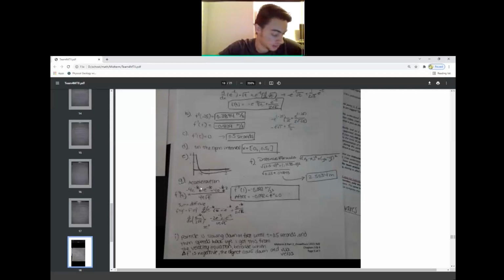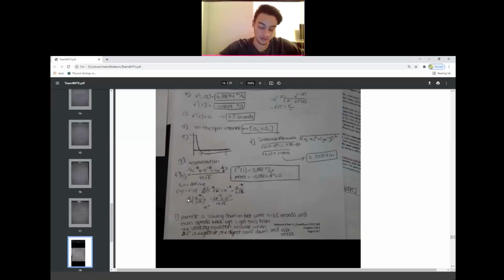And then for part G, I had to find the acceleration at and after 1 second. In order to do that, I also had to find the function for acceleration, which is the second derivative, taking the derivative of the velocity function. For that, I had to use the sum and difference rule.